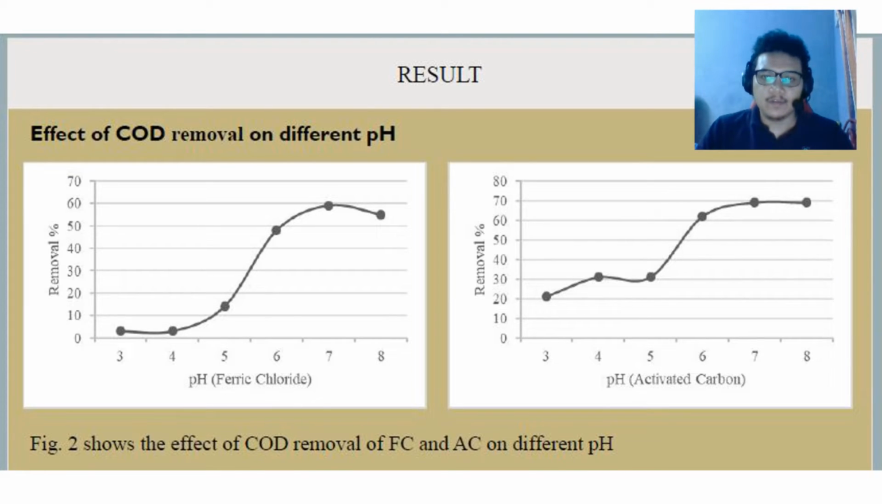So from figure 2, we can see that at pH value of 6 until 8, both ferric chloride and acetic carbon show a high amount of sodium removal percentage. Therefore, from here, I can conclude that the optimum pH value of this study is from 6 to 8 pH value.